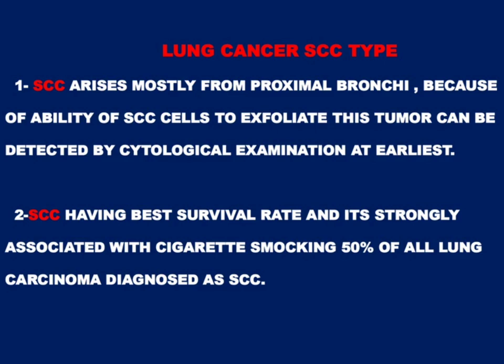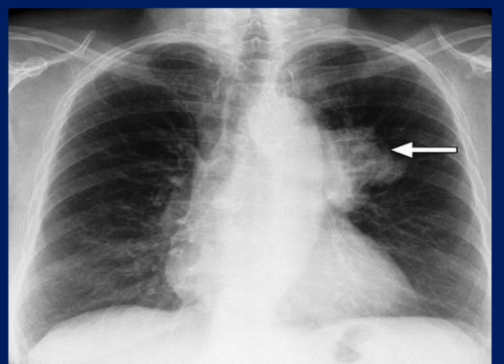Non-small cell carcinoma is further divided into squamous cell carcinoma and adenocarcinoma. Squamous cell carcinoma is further subdivided into epidermoid type, spindle type, and mesothelioma type. Adenocarcinoma includes acinar type, papillary type, and bronchoalveolar type, and small cell carcinoma includes oat cell, intermediate, and mixed variety.